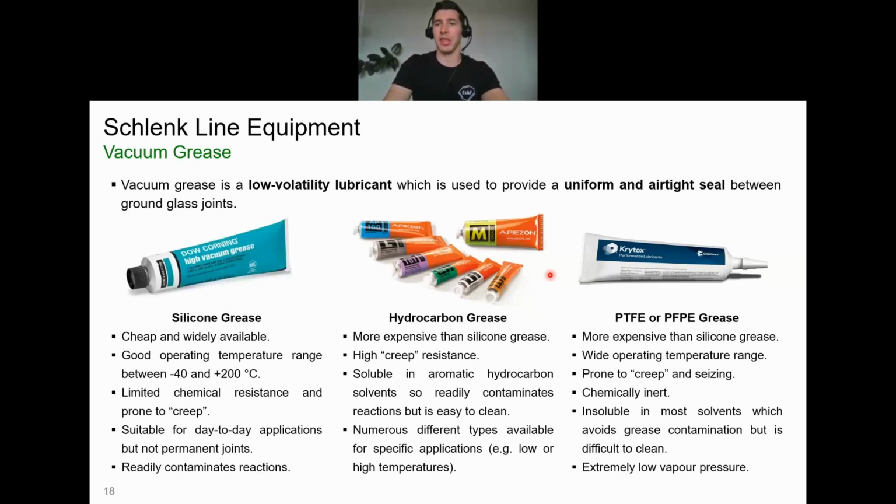The final type of grease is PTFE or PFPE grease. Again, more expensive than silicone grease. This is made from Teflon essentially, so it's chemically inert. It's practically insoluble in most solvents. So whilst you get the benefit of not contaminating reactions, especially through a distillation, it's difficult to clean joints once we're done with our glassware. It is still prone to creep, and it's also fairly prone to seizing, so you might even see that it splits quite easily, the liquid and solid components. So again, don't use these for permanent joints.